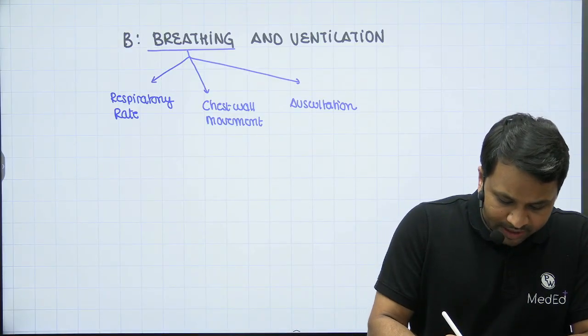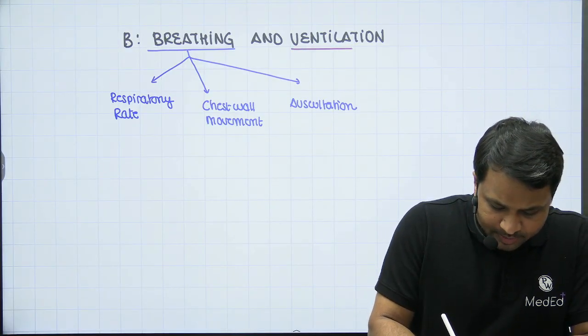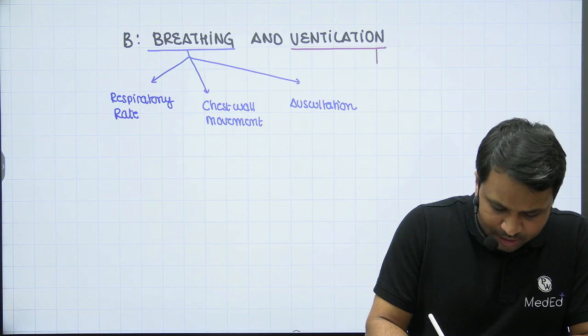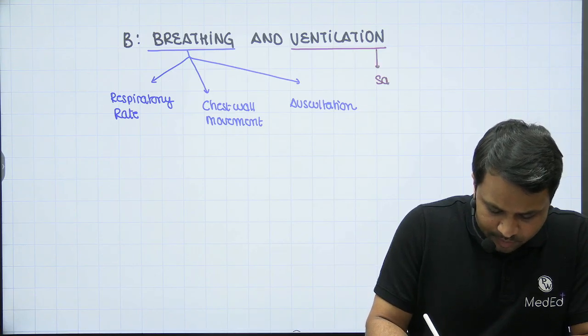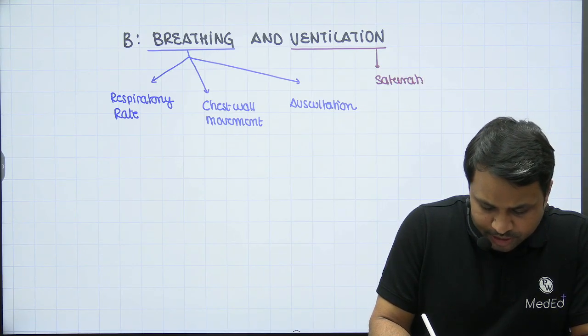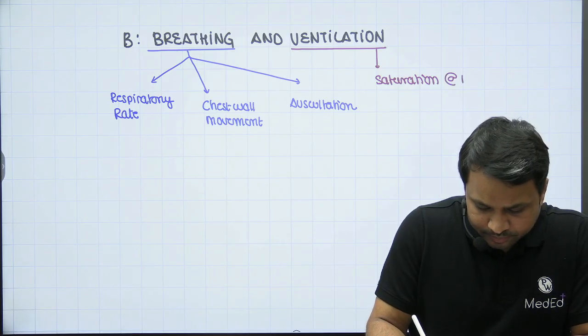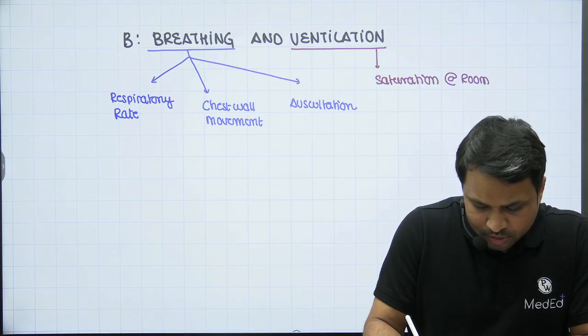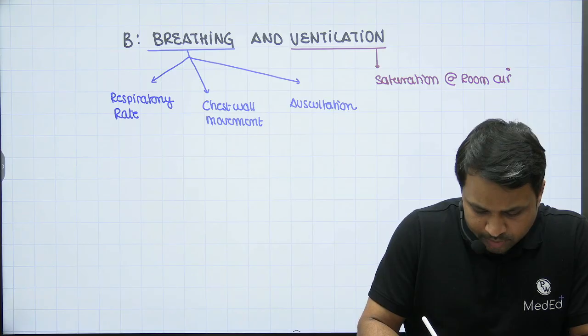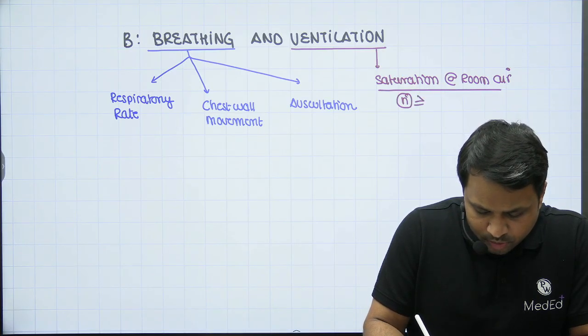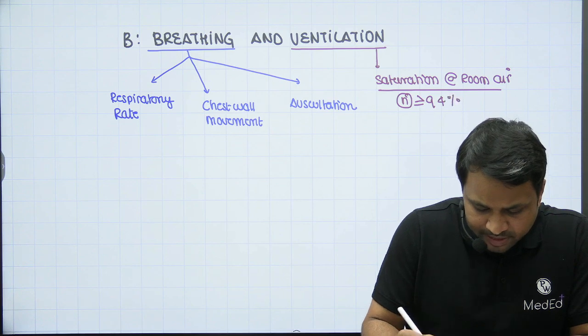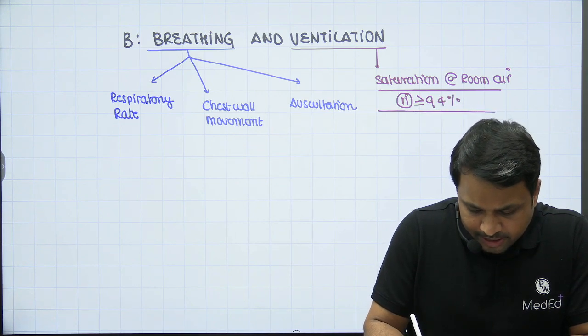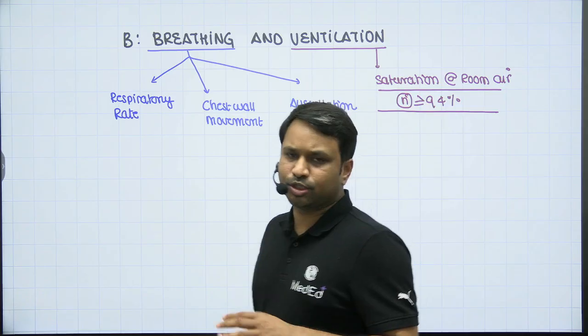When it comes down to ventilation, the ventilation assessment is done with the help of saturation. We'll measure the saturation at room air, and thanks to COVID-19, we all know the normal saturation that is expected at room air should be more than or equal to 94%. Anything less than that will be considered a lower saturation, so you should be a bit more keen on this, right?